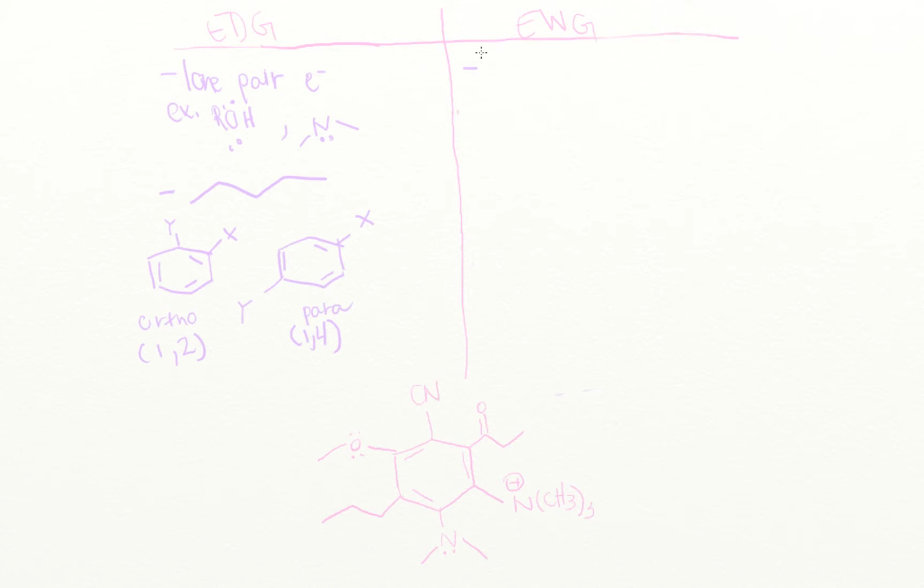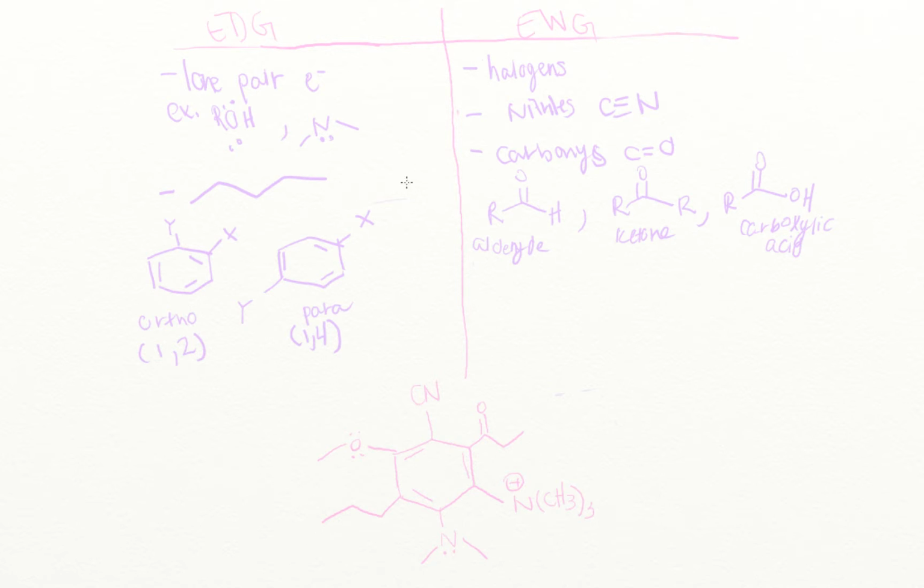So examples of EWGs would be halogens, nitriles, when carbon is triple bound to nitrogen, and carbonyls, where carbon is double bound to oxygen. So examples of carbonyls would be aldehydes, ketones, and carboxylic acids. Nitro groups are also an example of EWGs.